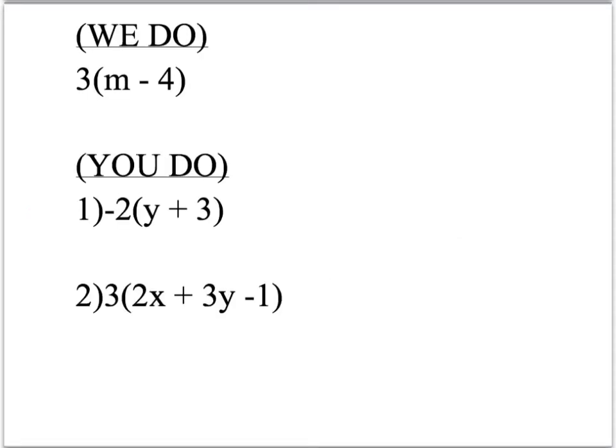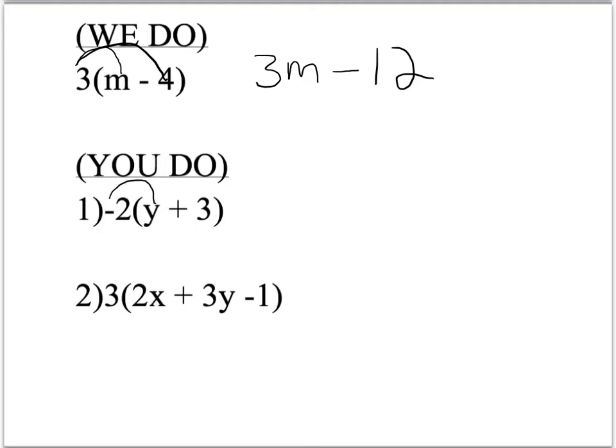Okay, let's do this one together. So let's distribute the 3 to the m. So 3 times m, which is 3m. We use our minus sign. And 3 times 4. Okay, 3 times 4 is 12. This is as much as we can simplify here because we cannot combine 3m with 12. So what I'd like you to do right now is pause the video for a minute and try numbers 1 and 2 of the you do on your own, and then check for your answer.